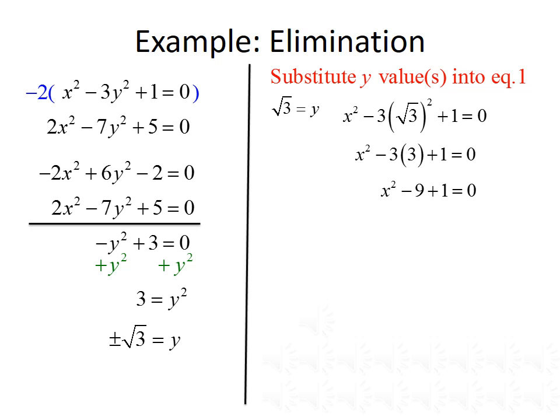Which means x squared minus 9 plus 1 equals 0. If we combine like terms, negative 9 plus 1 is minus 8, so we have x squared minus 8 equals 0. We add 8 to both sides of the equation to give us x squared equals 8. Then we take the square root of both sides of the equation to get x equals plus or minus the square root of 8. Finally, we can simplify this radical by rewriting the square root of 8 as plus or minus 2 times the square root of 2. So for the y value, square root of 3, we get two x values, 2 root 2 and negative 2 root 2.